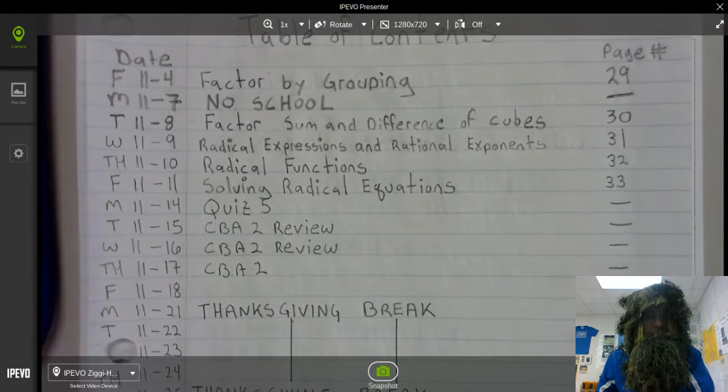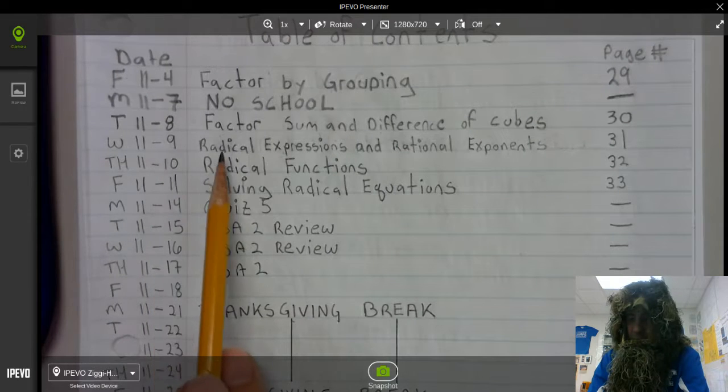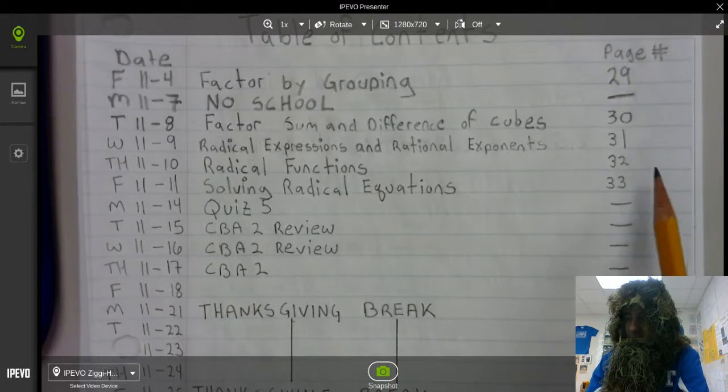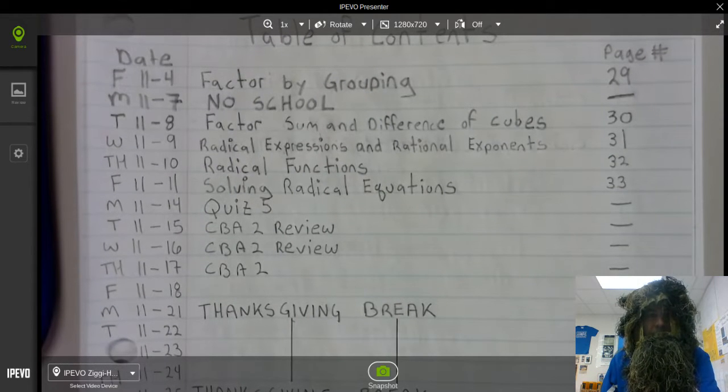Welcome again, Wildcats. So today we're looking at Wednesday, November 9th, radical expressions and rational exponents. And that's going to be on page 31. So if you would, pause and update your table of contents.